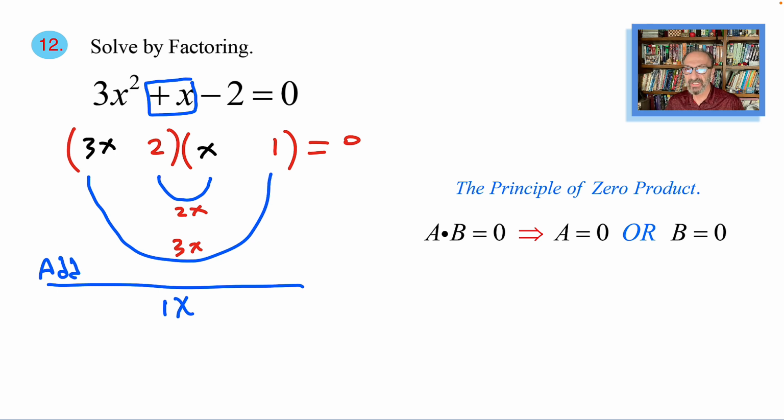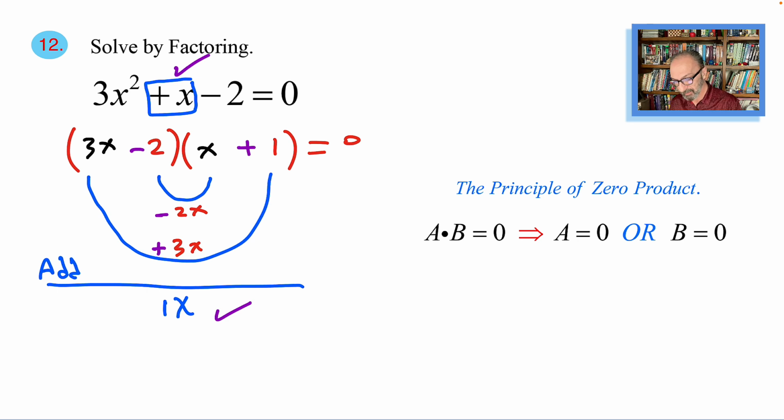I postponed the negative sign because one of them is going to be negative, either the 2 or the 1, to end up with a negative 2 when you multiply the last part. Since I want a positive x, I need the 3x to be positive, not the 2x. So 3x times 1, that will give me a positive here. Let's use a different color. And that will give me negative. So that's a negative 2x, negative 2 times x. And positive 3x times positive 1 will give me a positive 3x. That will add up to 1x as needed.